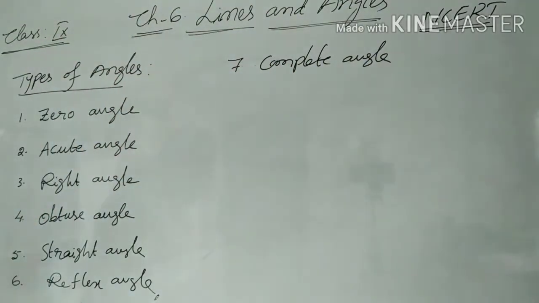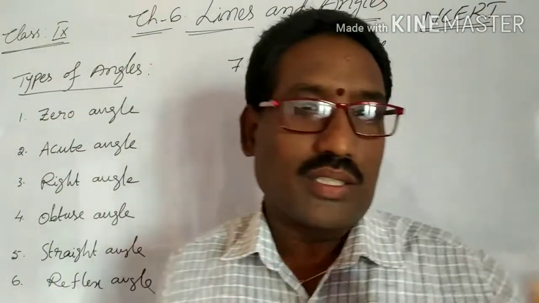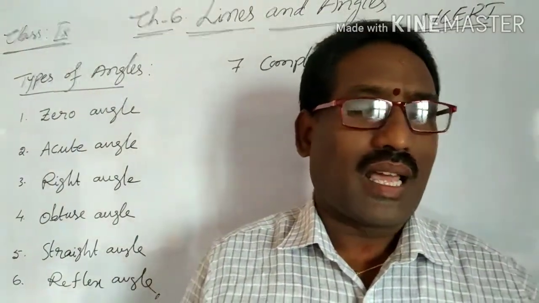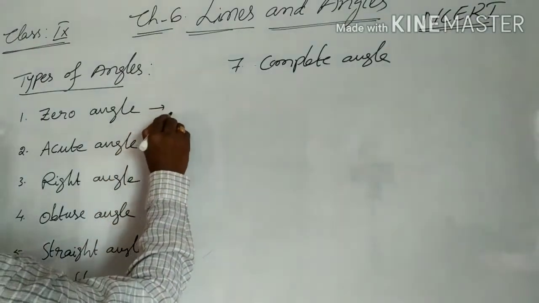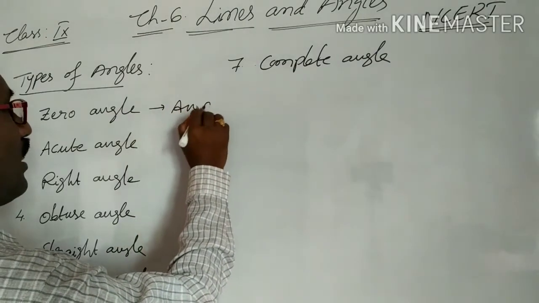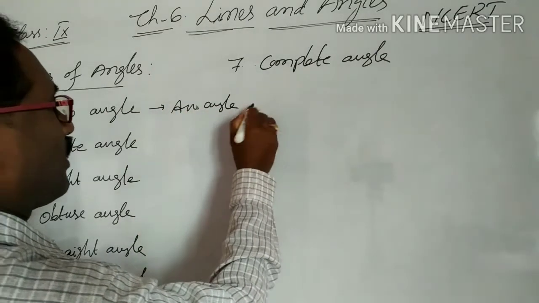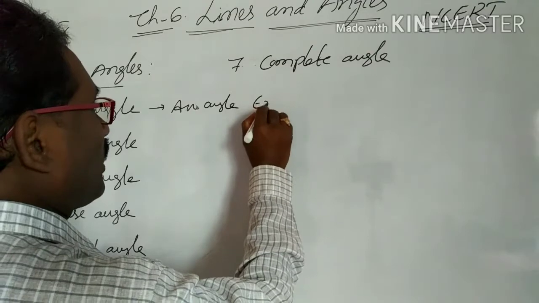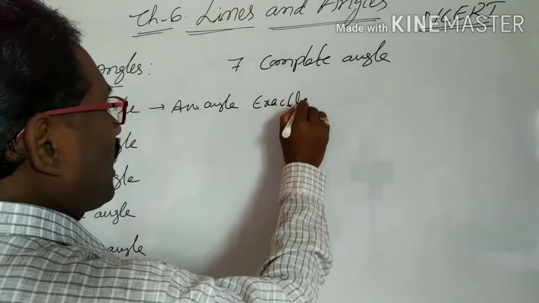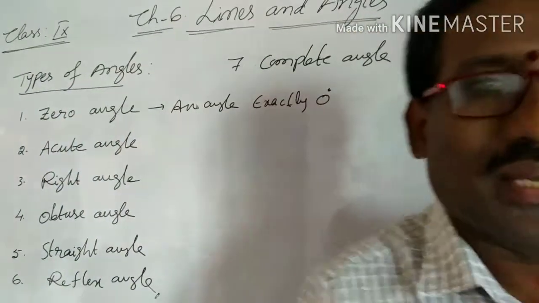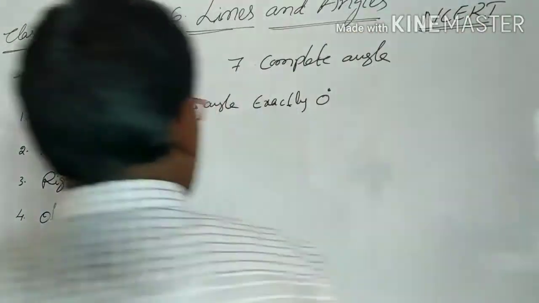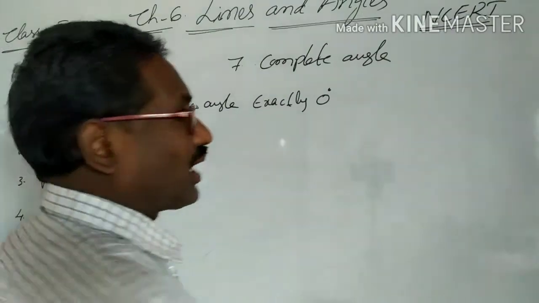See here, first, what is the meaning of a zero angle? Zero angle means an angle measures exactly 0 degrees. That is called a zero angle. How to draw that picture?